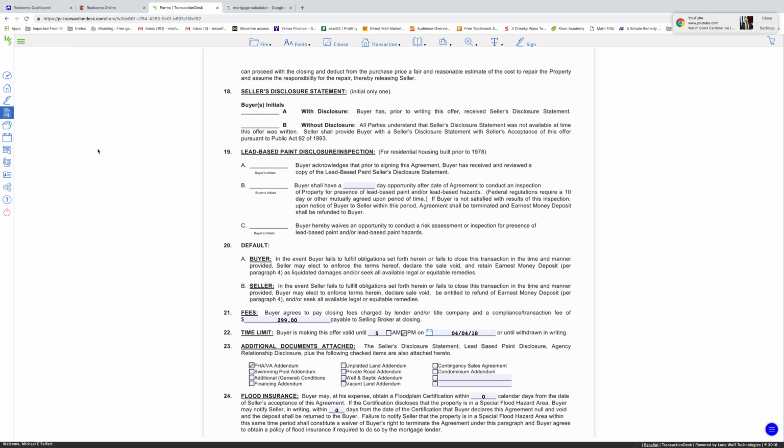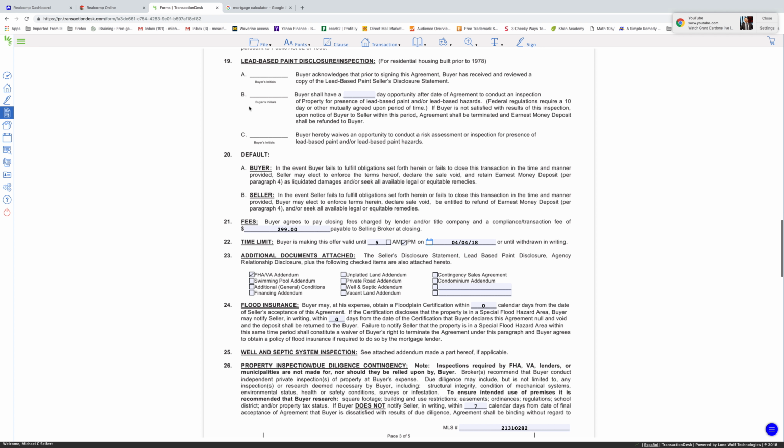But in the end, if the agent has nothing to do with this disclosure, pretty much there's not going to be any problems on the agent side if the seller lied about it. There's something in there. So the buyer will initial A with disclosure they received it.